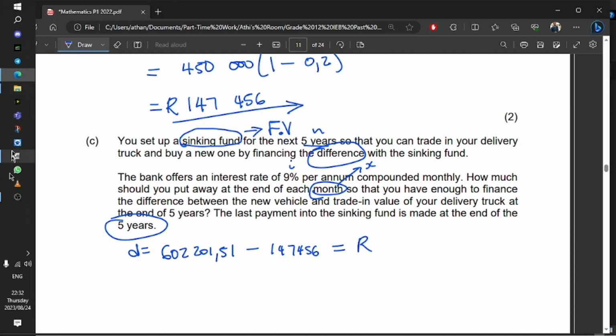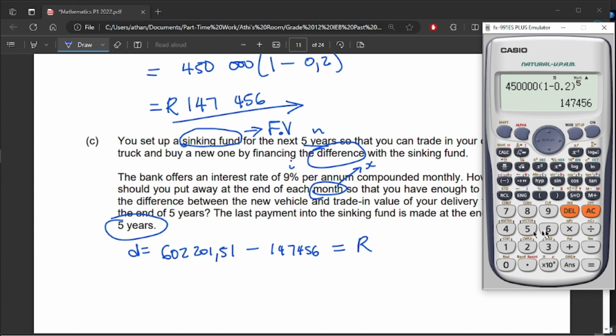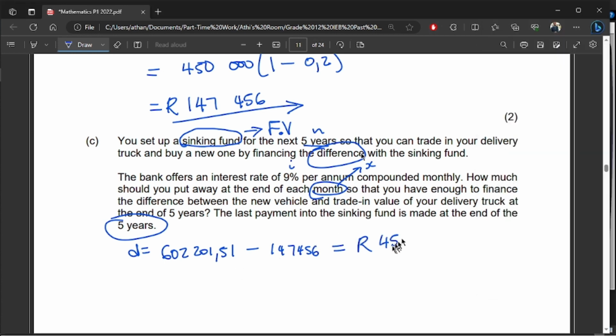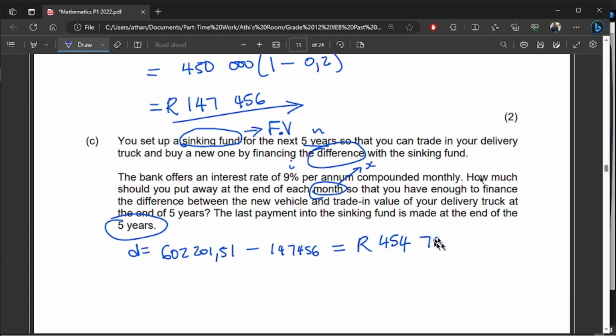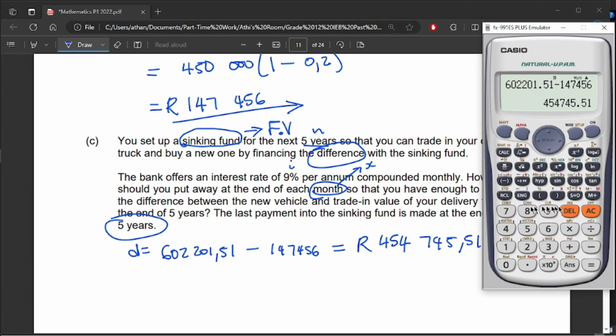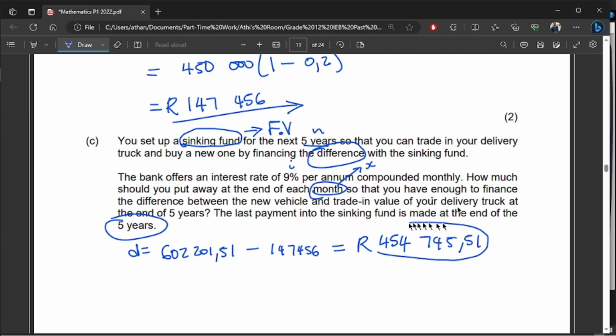My calculator, there it is. So we say 602 454. I'm sorry guys, I'm just calling out the numbers one by one just to save time. 745,51. Let me double check. And perfect.